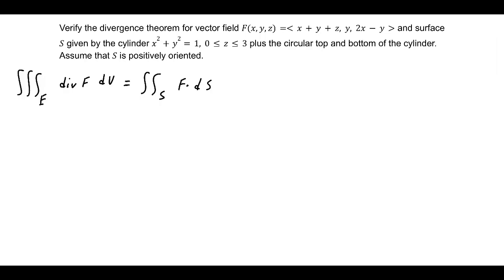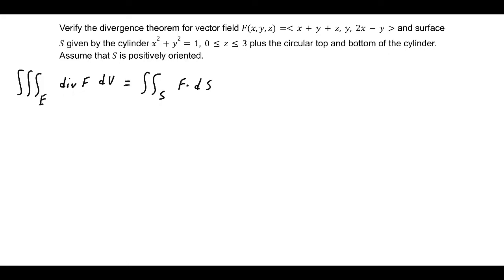Verify the divergence theorem for the vector field F of x, y, z equal to angle bracket x plus y plus z, y, 2x minus y, close angle bracket, and surface S given by the cylinder x squared plus y squared equals 1, with 0 less than or equal to z less than or equal to 3, plus the circular top and bottom of the cylinder. Assume that S is positively oriented.